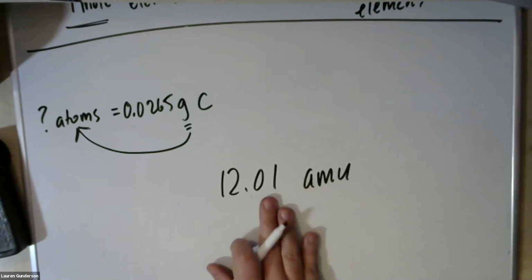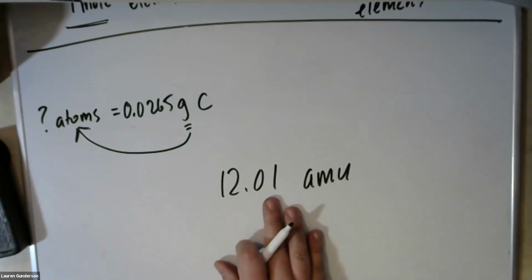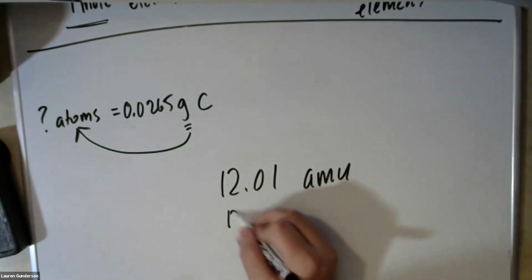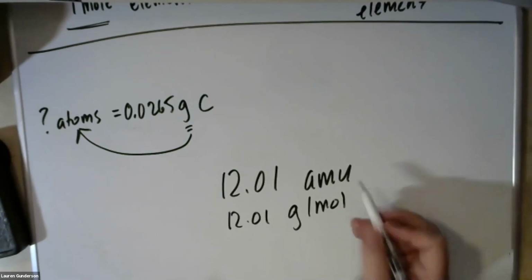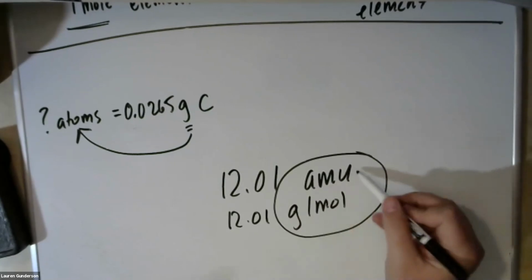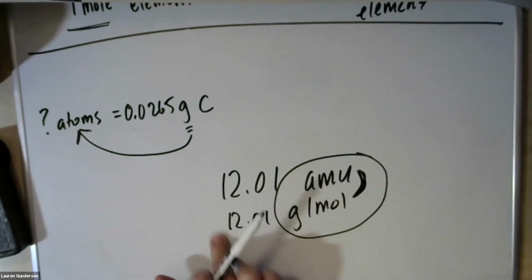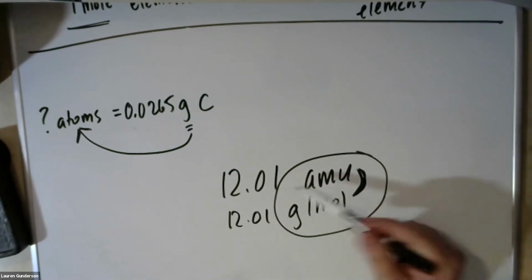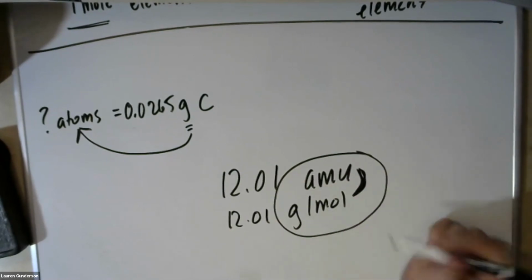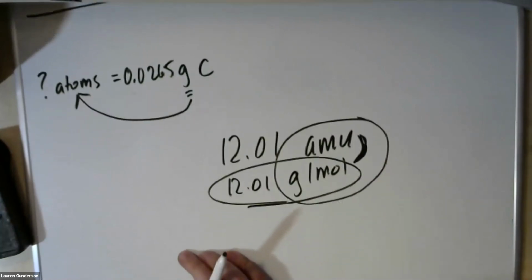Another unit that you can use to look at the atomic masses in your periodic table is grams per mole. And the numbers that are associated with these two units are equivalent. So 12.01 AMU or 12.01 grams per mole. Those numbers on the periodic table, you can use either of these units for those numbers. And what this number means in particular, we call this the molar mass.